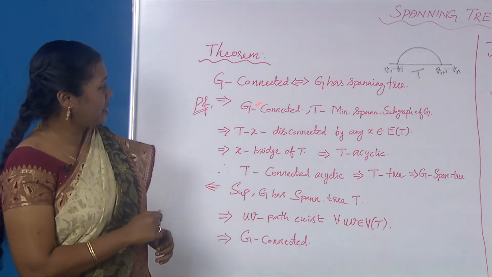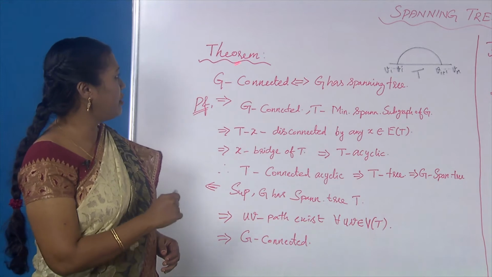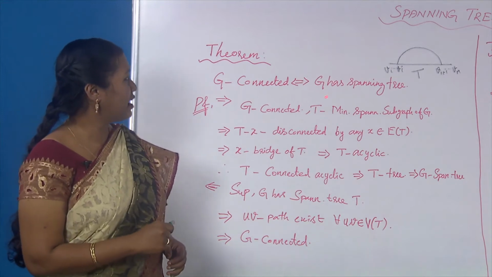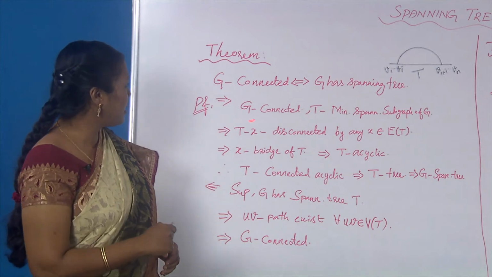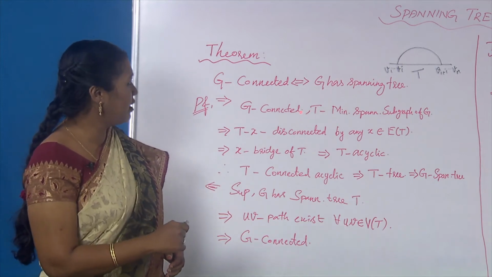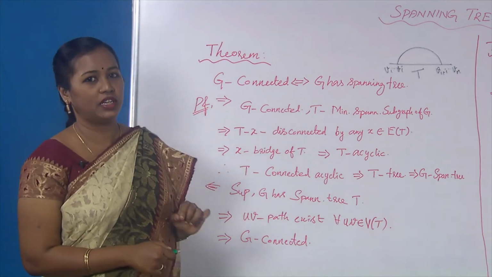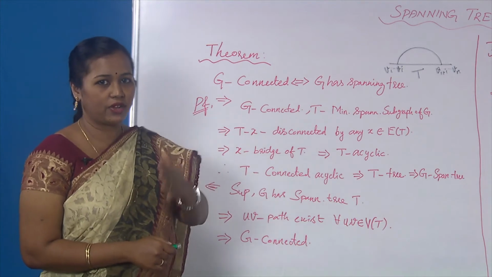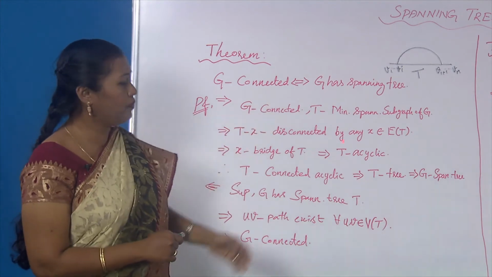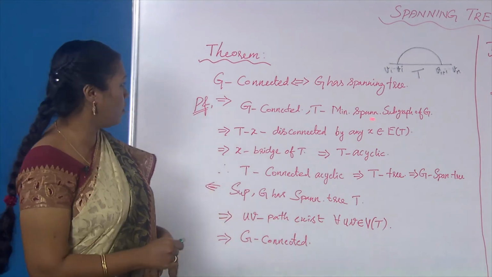Now, let us see the proof of this theorem. Let us assume that G is a connected graph. In that case, I have to prove that G has a spanning tree. I assume that G is connected, and let T be a minimum spanning subgraph of G. We will prove that T is the required spanning tree later, at the end of this part of the proof. So, for now let us assume that T is a minimum spanning subgraph of G.